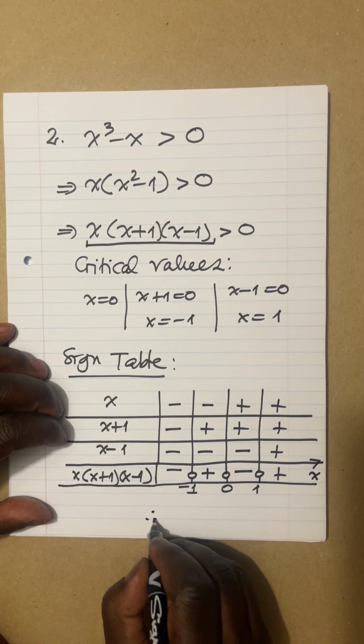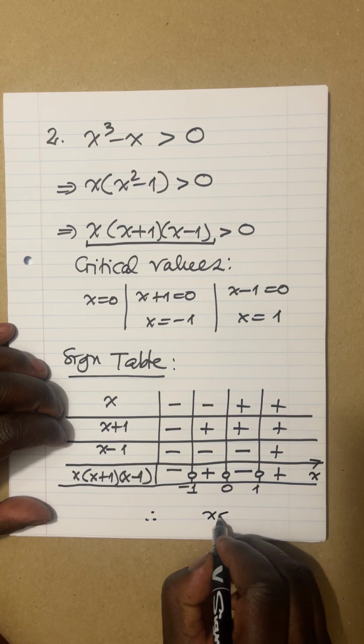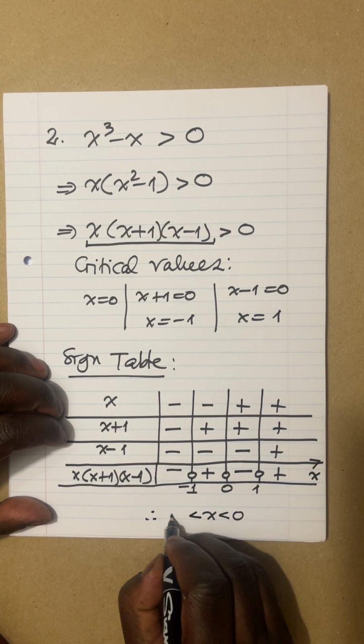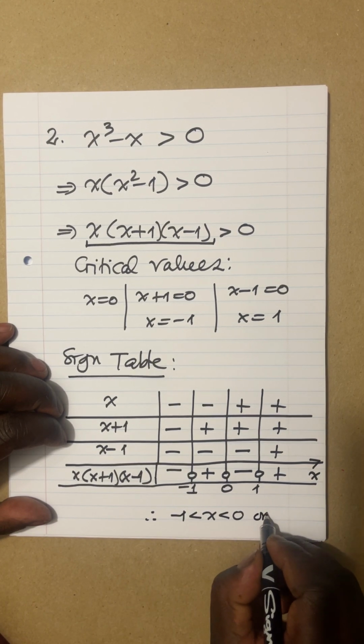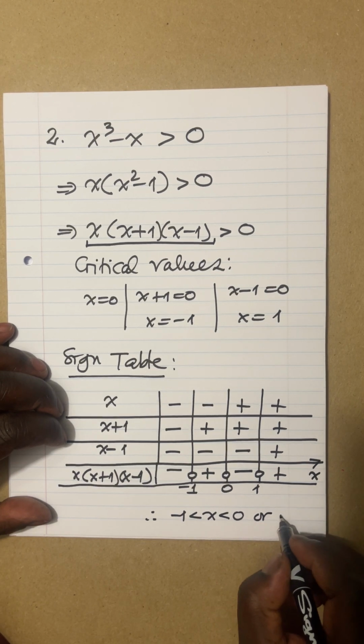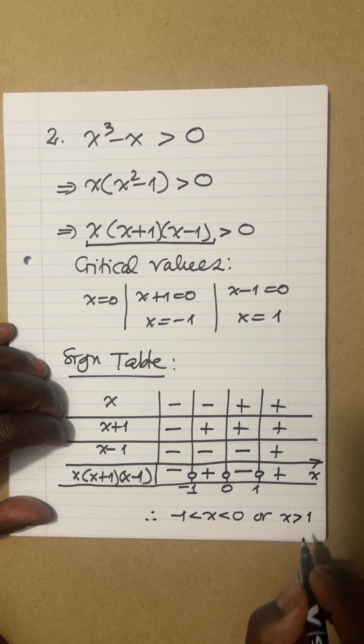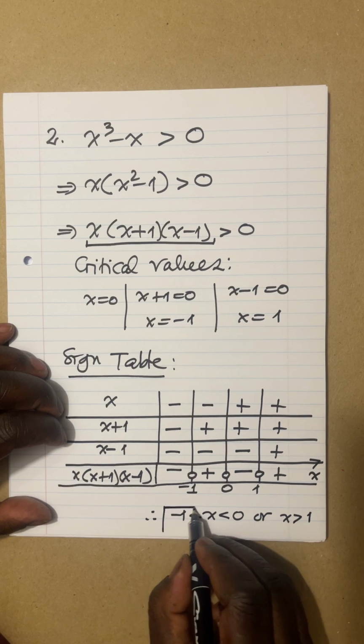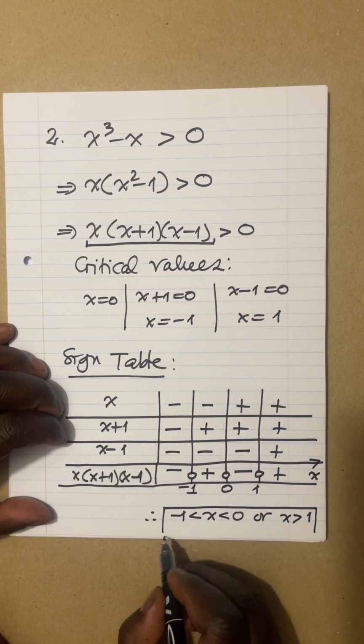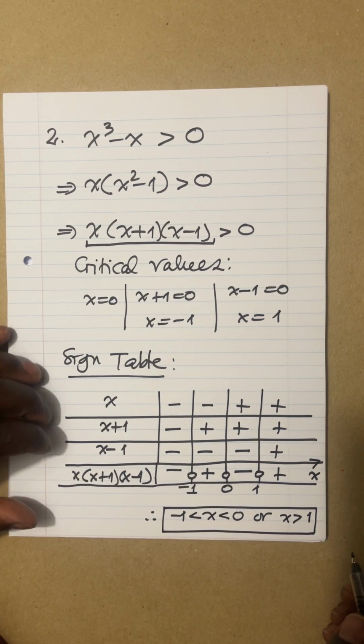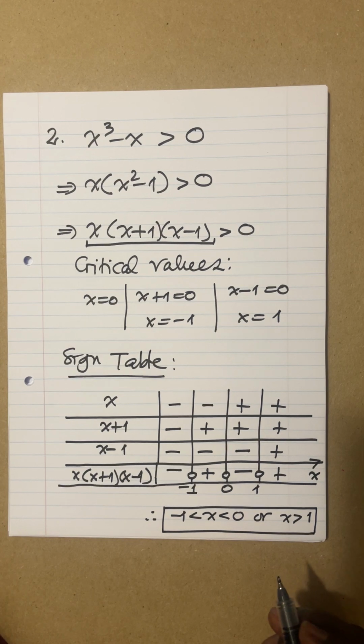So we can simply say, therefore, x is less than 0 but greater than minus 1, or x is greater than 1. So that is our solution coming from the sign table. Very useful tool. With this, you can solve any inequality that you have.